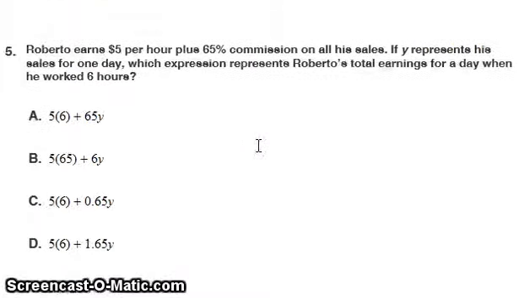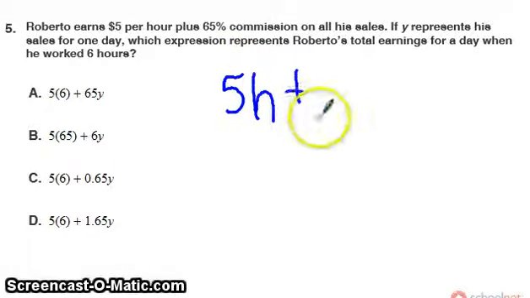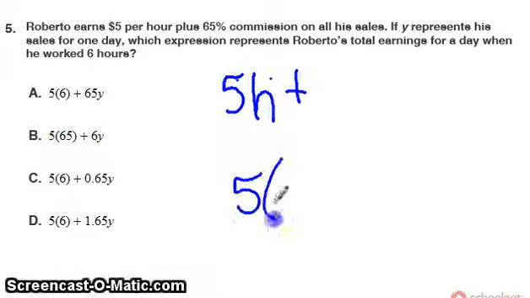And the last question, number 5, says Roberto earns $5 per hour plus 65% commission on all his sales. If Y represents his sales for one day, which expression represents Roberto's total earnings for a day when he worked 6 hours? Okay, so we know that 5 per hour, so that's a per means to multiply, so we know it's going to be 5 times 6.